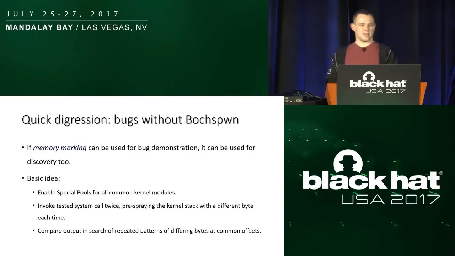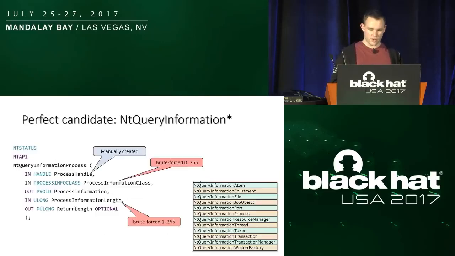A quick digression: if memory marking can be used for bug demonstration, it can also be used for discovery. That's what I at least thought. The basic idea would be to first of all enable special pools for all of the kernel modules, and then invoke the tested system call twice, pre-spraying the kernel stack with a different byte each time. Then we can compare the output of the system call and see if it differs in a reliable way.